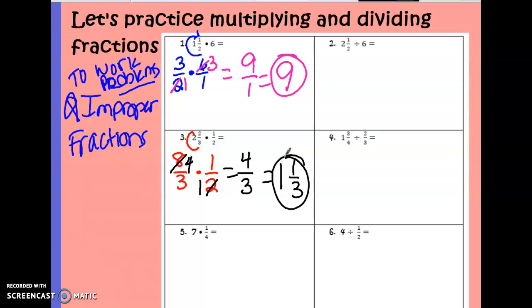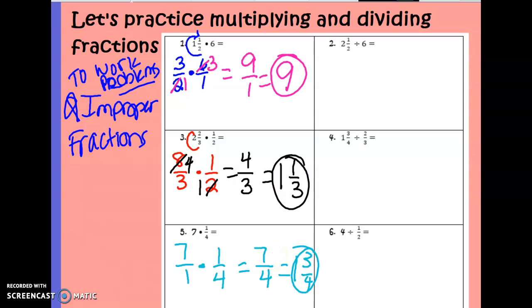All right, question number 5. 7 over 1 times 1/4. Okay, can't cross simplify anything, so I'm going straight across. 7 times 1 is 7. 4 times 1 is 4. Simplify this down, and I get 1 and 3/4.